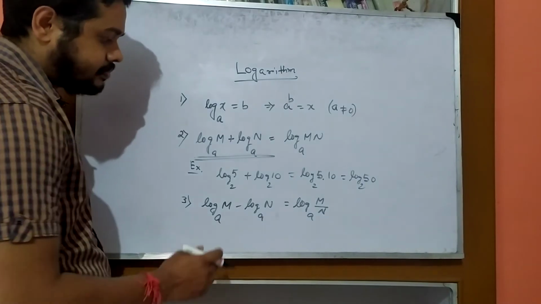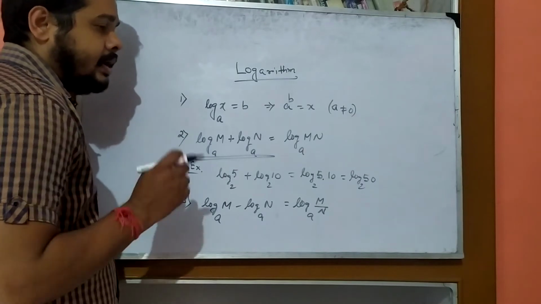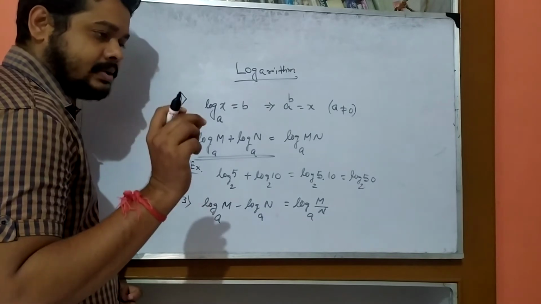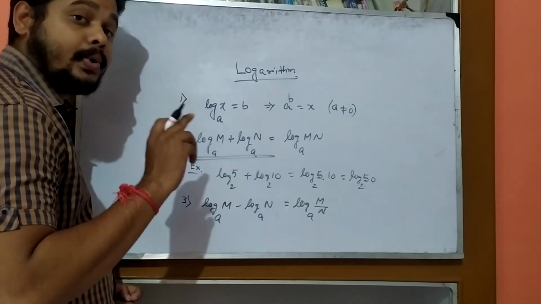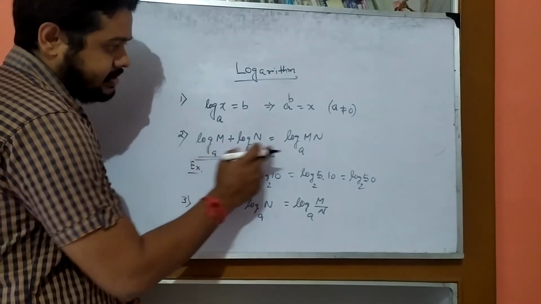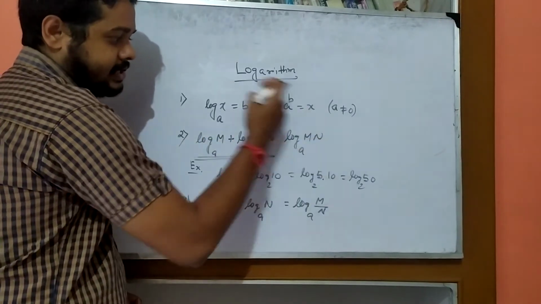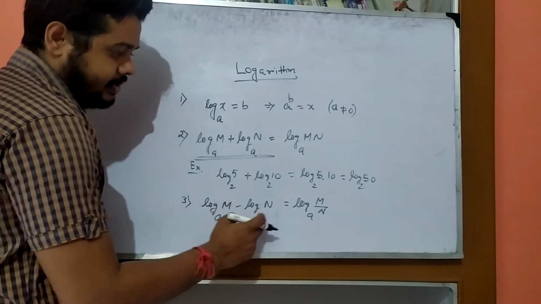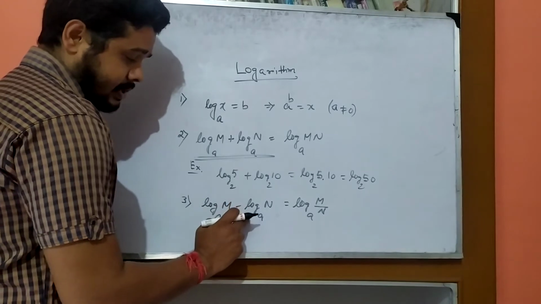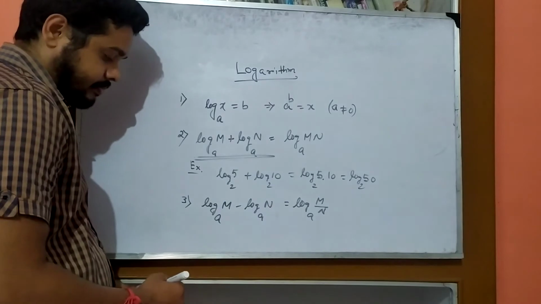Okay, m by n. See, it is very similar to the indices. In case of indices, when bases are the same, that time components are added. But here logarithm addition means they are in multiplication form. In the same way, when logarithms are in subtraction form, that time after converting they are in division form.